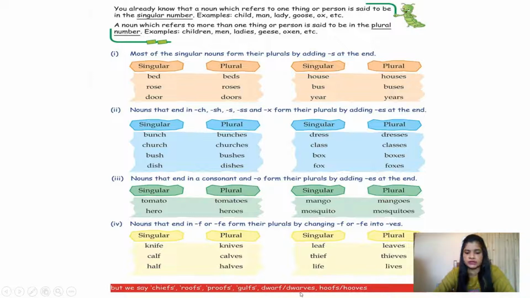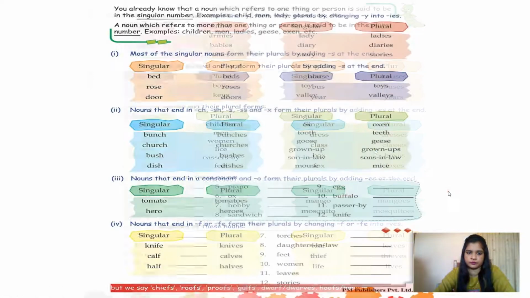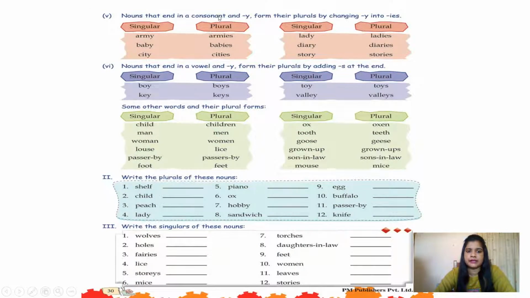These are the exceptional cases. You need to learn this also. Nouns that end in a consonant and y form their plurals by changing y into ies.